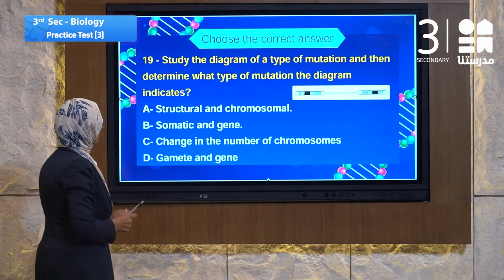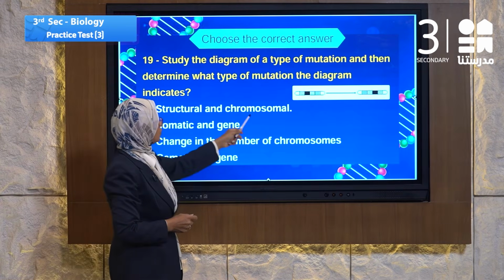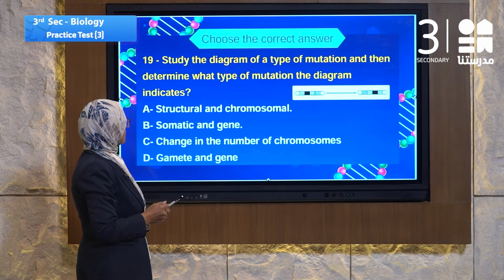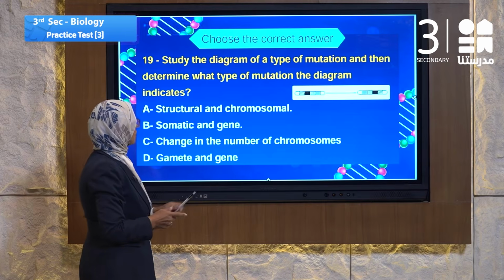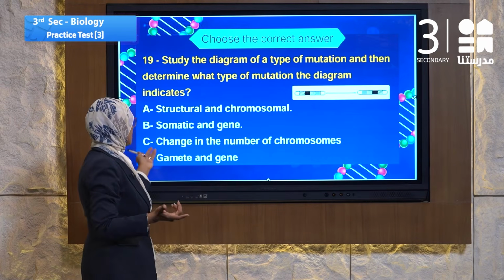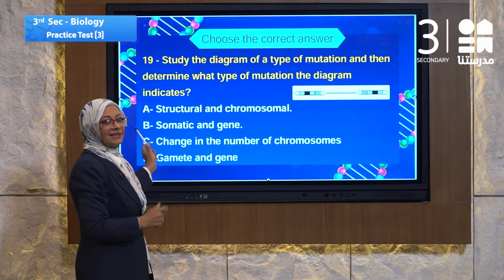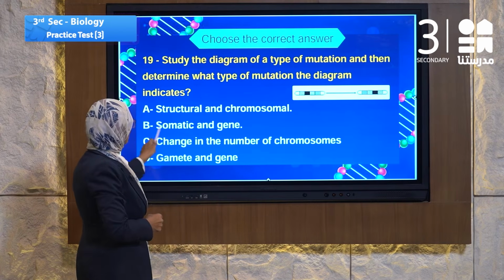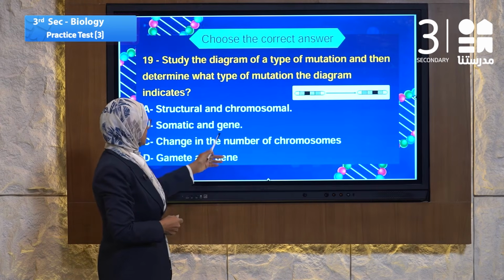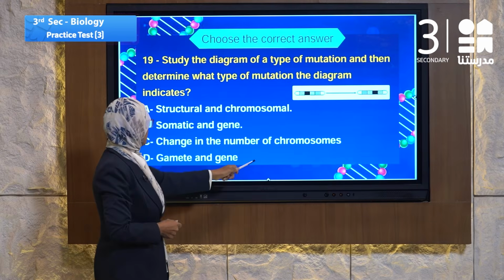Let's read the choices. Number E, structural and chromosomal. That's found in the structure of the chromosome. But in the structure, I don't know. Number B, let's read it first. Number B, somatic and gene. Maybe change in the number of chromosome.